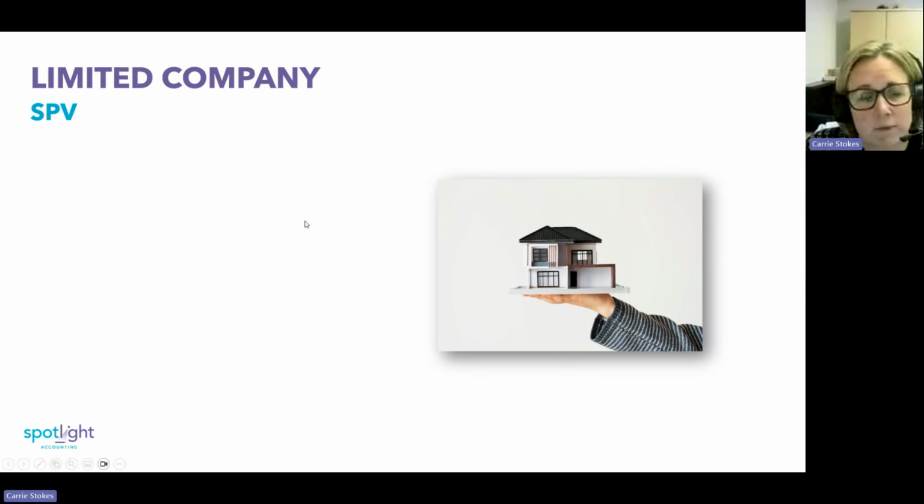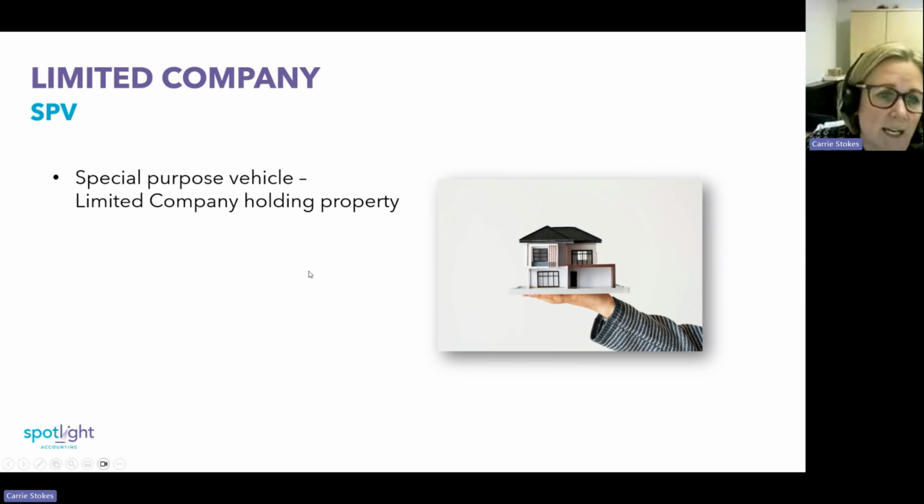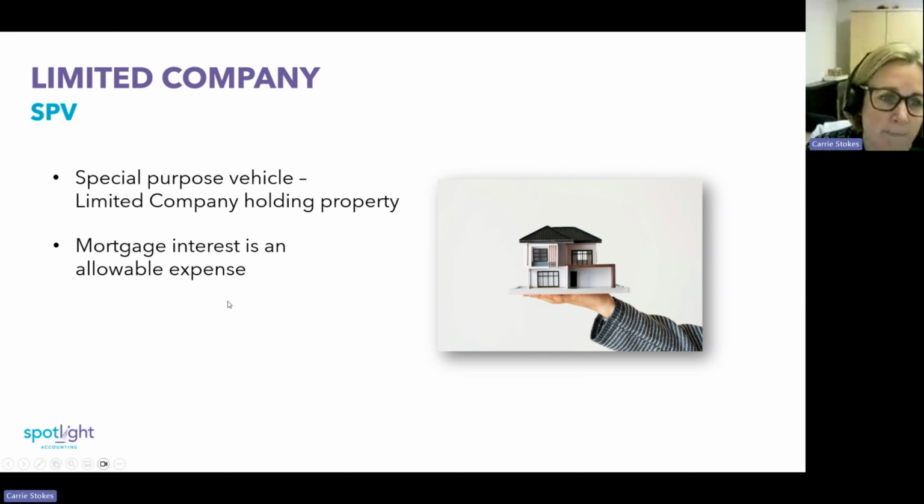If you hold your properties within a limited company, this is sometimes referred to as an SPV. SPV stands for Special Purpose Vehicle, and that's basically a limited company that's holding property. An SPV has to have specific SIC codes, that's the standard industry classification, for buying and letting of own real estate. Mortgage interest is an allowable expense, so this is why it's, in most cases, more tax beneficial to hold it through a limited company.